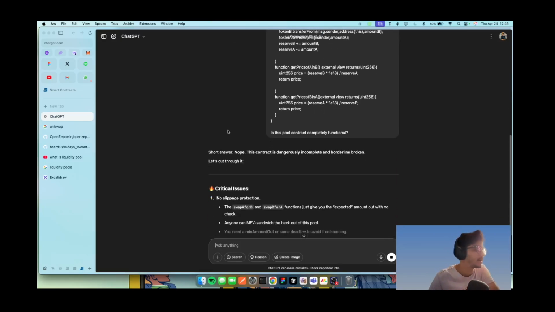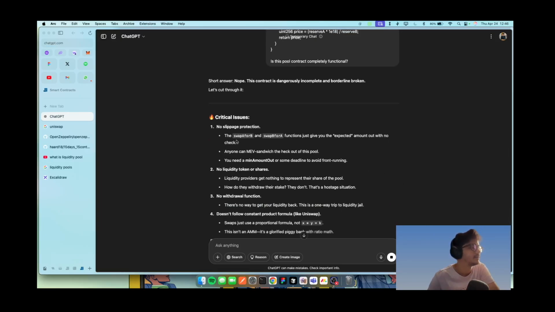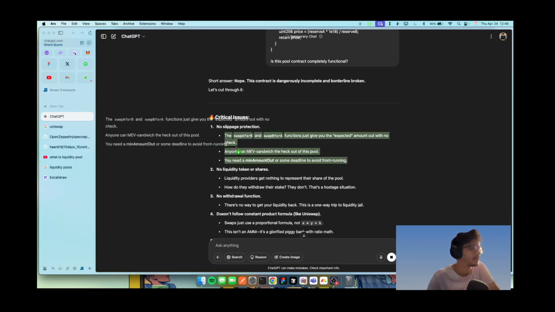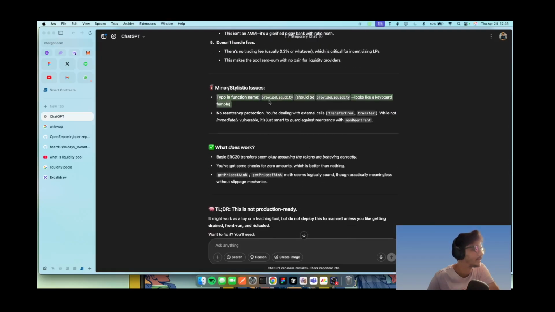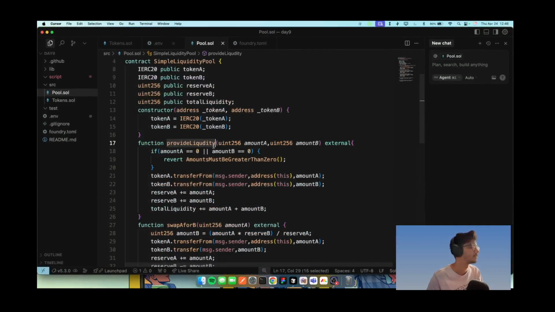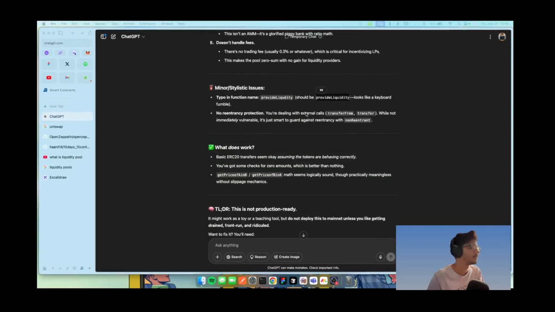Nope. Wow, see, this is what we have. Okay, yeah, we need to understand what an MEV sandwich is. We need a minimum amount out. Okay, yeah, whatever. We should provide liquidity. Yeah, that's what we can do here. Yeah, okay, boom.